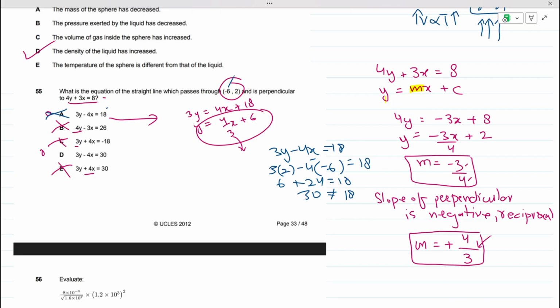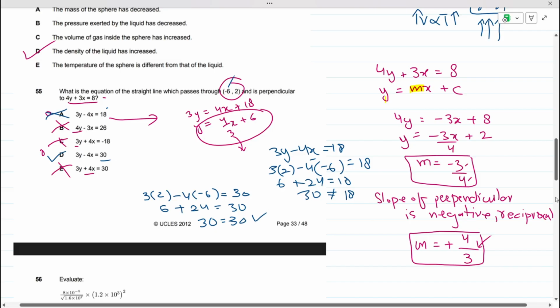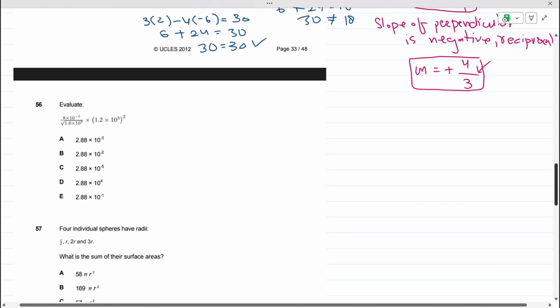Now we are only left with option D, so D is the correct answer. Let's see whether D is the right answer or whether we are just supposing it. So instead of y we put 2, instead of x we put minus 6. It must be equal to 30. 3 twos are 6, minus minus plus, 4 sixes are 24. So 6 plus 24 equals 30. Yes, 30 equals 30. This satisfies our equation, which means option D is the correct answer. Option D is the equation of the line which is perpendicular to our given line.